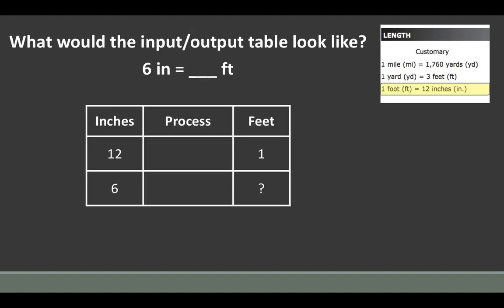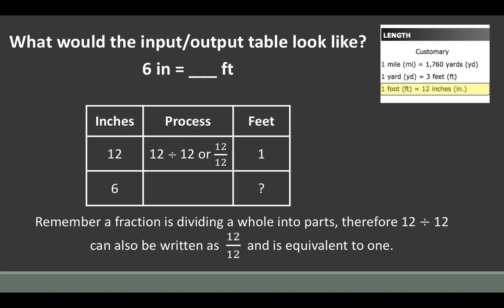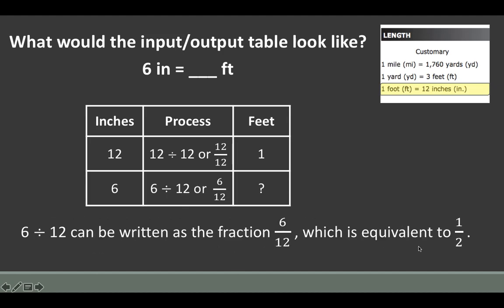And the input-output table. 12 divided by 12. This is just the reminder that a fraction is simply a division problem. Remember, a fraction is dividing a whole part into parts. Therefore, 12 divided by 12 can also be written as 12 over 12 and is equivalent to 1. 6 divided by 12 can be written as the fraction 6 over 12, which is equivalent to 1/2.